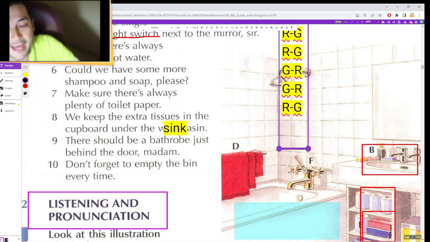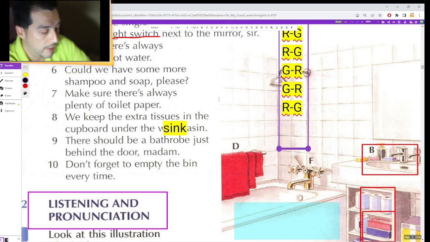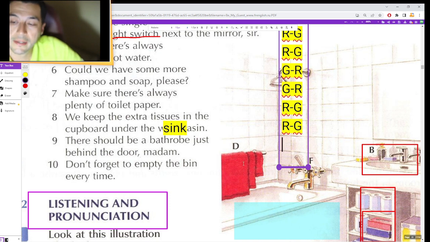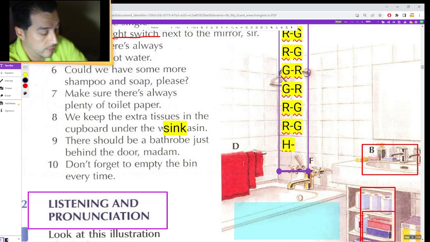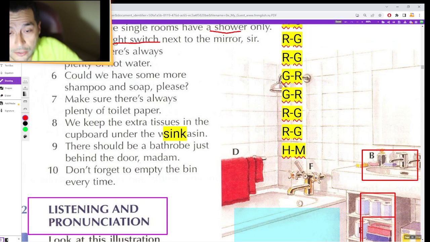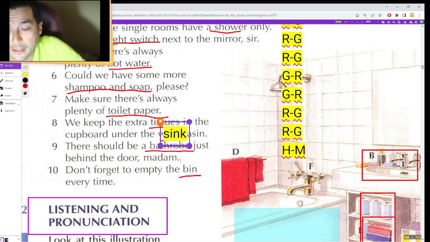"There should be a bathrobe just behind the door, ma'am." A bathrobe just behind the door, ma'am. Receptionist to guest. And number 10. "Don't forget to empty the bin every time." Maybe the housekeeper to the maid, the housekeeper. The trash bin. Now, look, we have light switch, hot water, shampoo and soap, toilet paper, tissues, sink, bathrobe, trash bin. Let's put right here, trash bin.